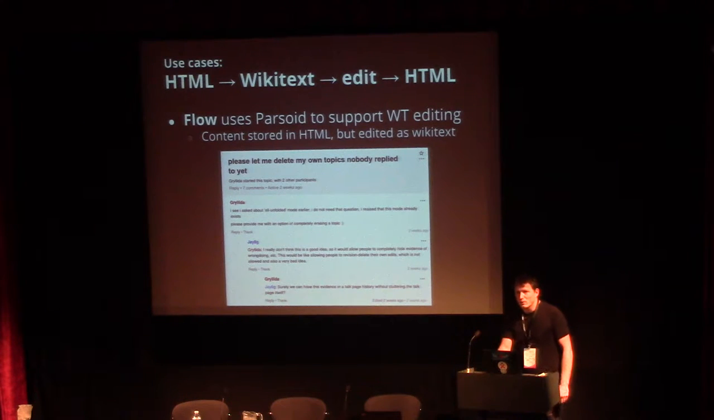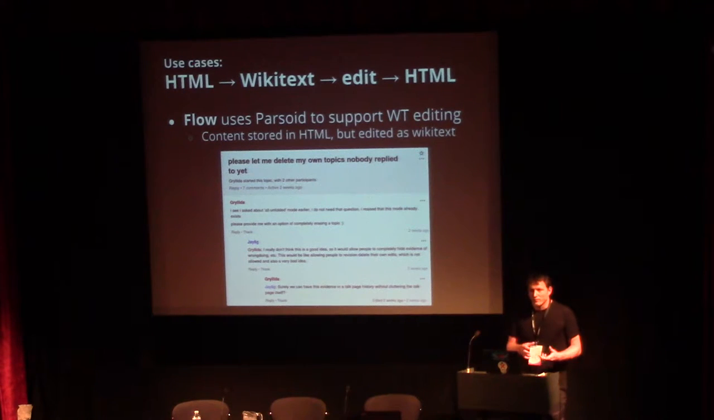Flow uses Parsoid in a different way. Flow is actually storing HTML and provides a Wikitext editor user interface. So in this case, we go from HTML to Wikitext, then let the user edit, and then save the edited Wikitext back as HTML. This lets Flow perform relatively well because you don't have to parse each post separately when you see a complete thread.